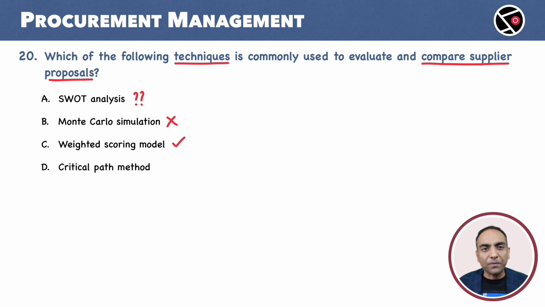Let us look at the last option before we pick our choice. D. Critical path method. Supplier can definitely have an impact on the critical path, and we may need to deploy this technique to reassess the risks. But again, as a standalone approach, this is not suitable for proposal comparison. C is our choice. A, B, and D can help in assessing the suppliers and their proposals, but not as standalone techniques.